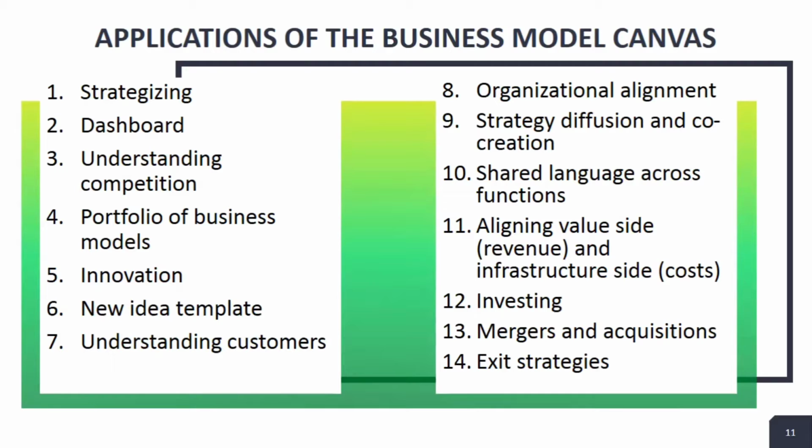Aligning the value side, that is revenue, and the infrastructure side, that is cost. The BMC makes it possible for everybody to have a shared understanding of what we are trying to achieve as an organization.